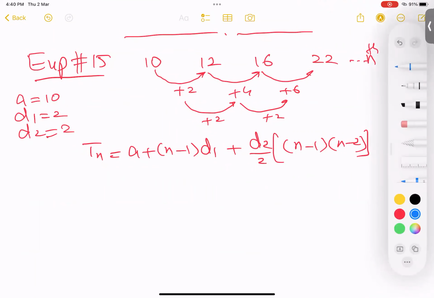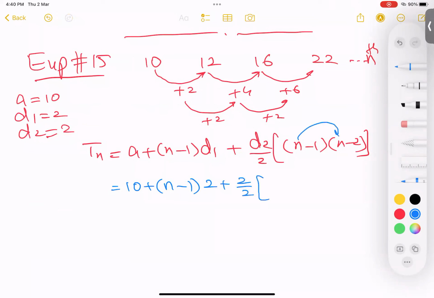Bismillah ar-Rahman ar-Rahim. Rule number 1, what is the A value? 10. So I'm plugging in 10 here and keeping N as it is. What is the D1 value? 2. So I'm copying 2. What is the D2 value? 2. I'm copying 2 into the formula.